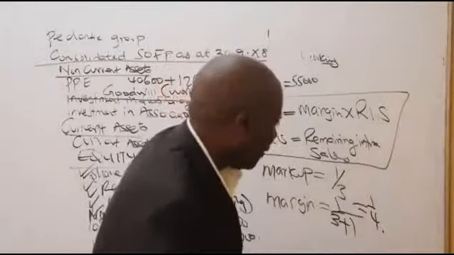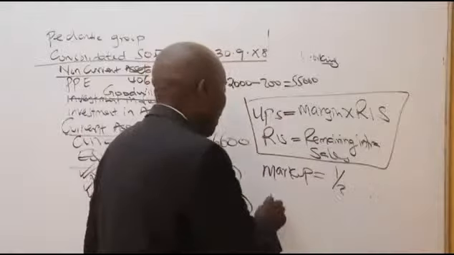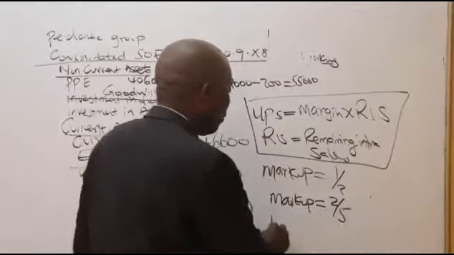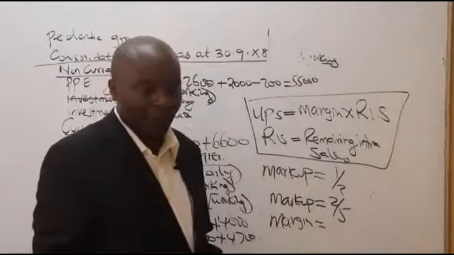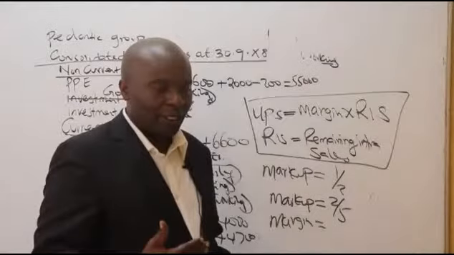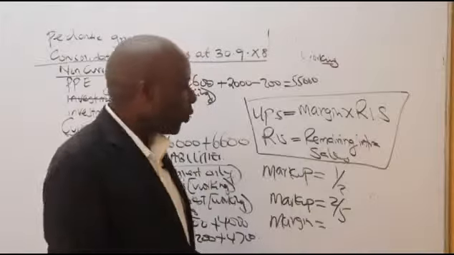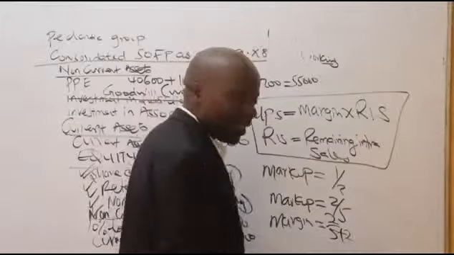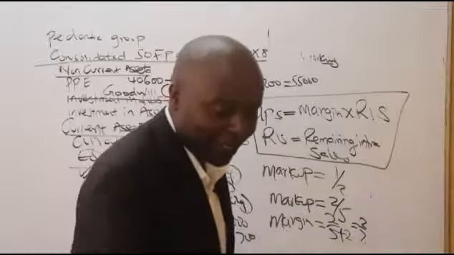Now, before I run away from this, what if markup was 2/5? What will be the profit margin? The margin will be 2/7, because there are students who believe that to get the margin you always increase the denominator by 1. That is not a formula. We always take 2/5 and add the numerator to the denominator, which gives me 2/7.